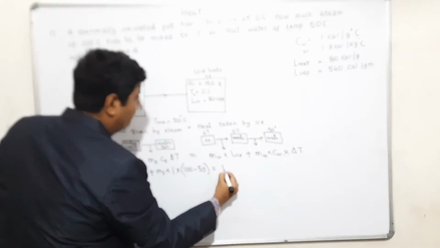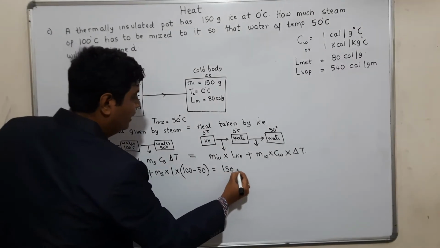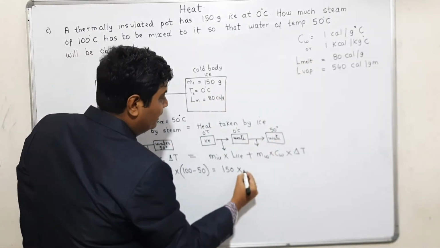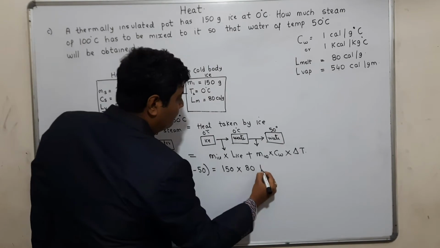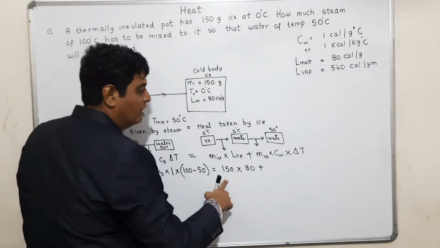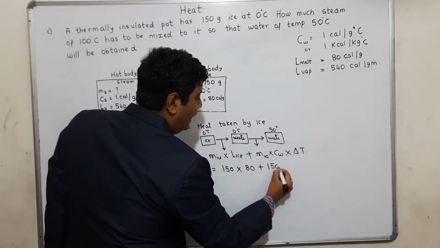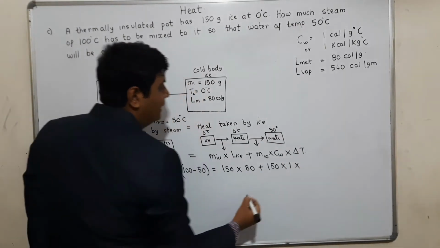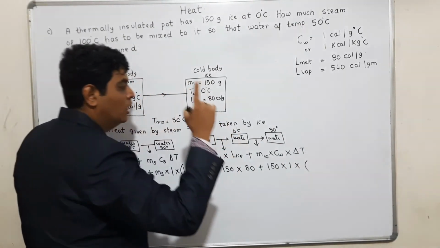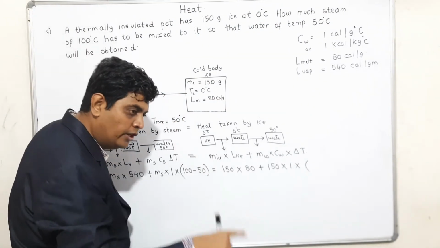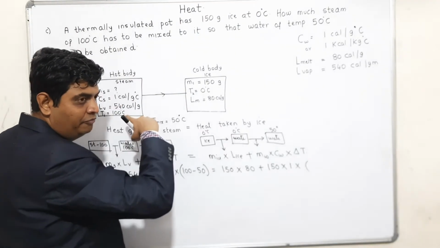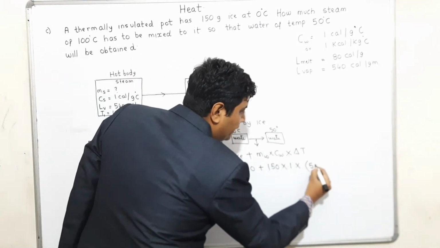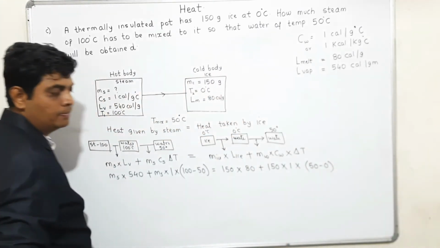This is equal to the mass of the ice. What is the mass of the ice given as? 150, into the latent heat of ice melting, so it will be basically 80, plus the mass of the water. It is going to be the same as that of ice, into Cw. Cw is again going to be 1, multiplied by delta T. What has happened over here? 0 degree ice or 0 degree water is now getting converted to 50. So the final temperature is 50, the initial temperature is 0. So it is 50 minus 0.